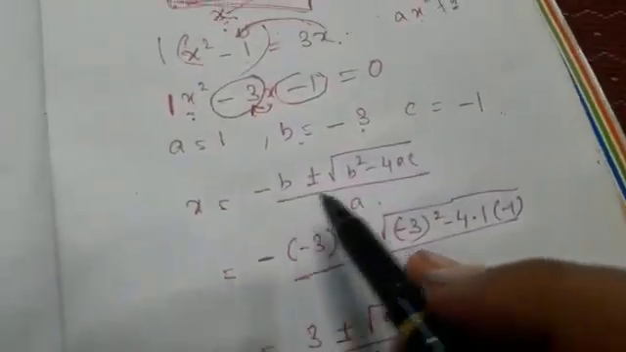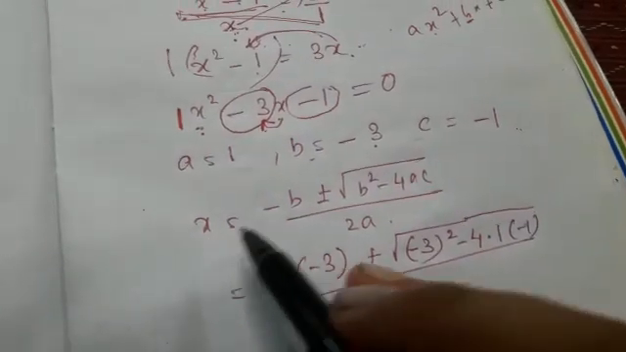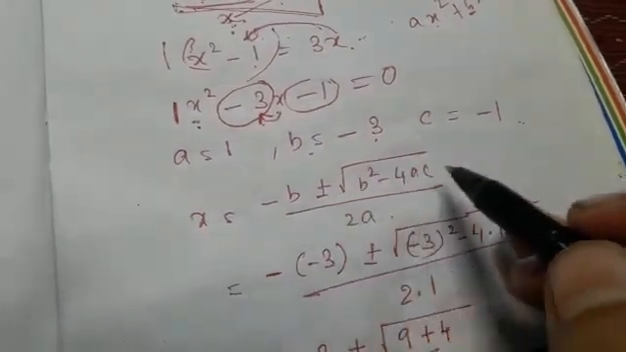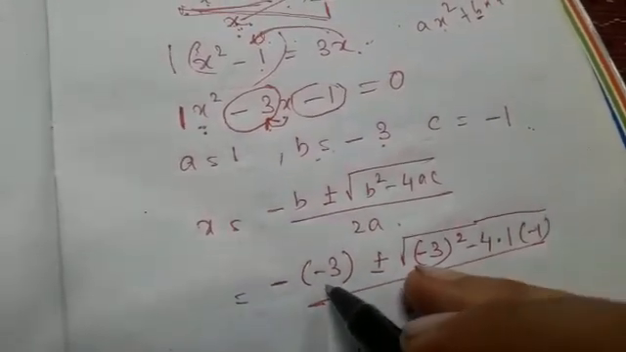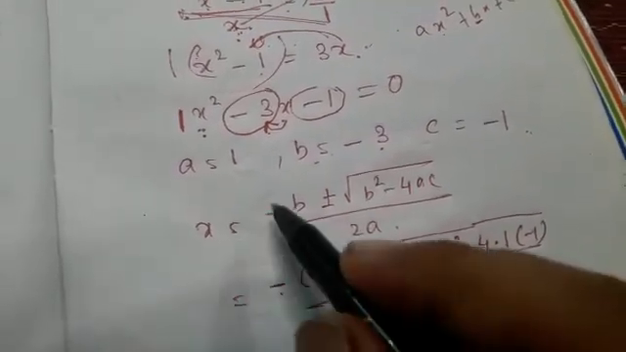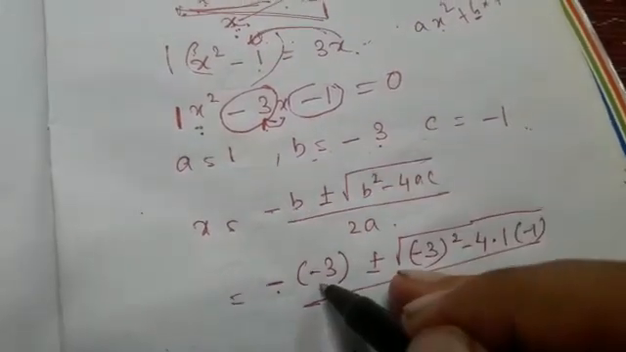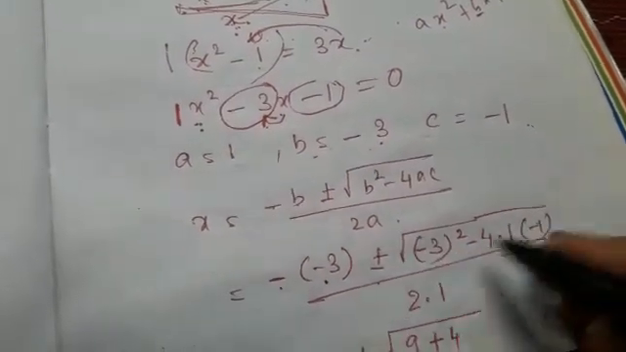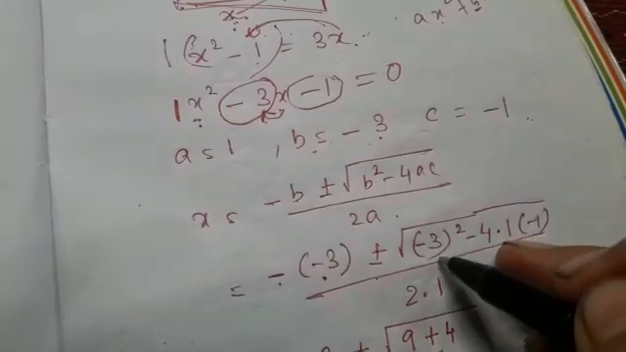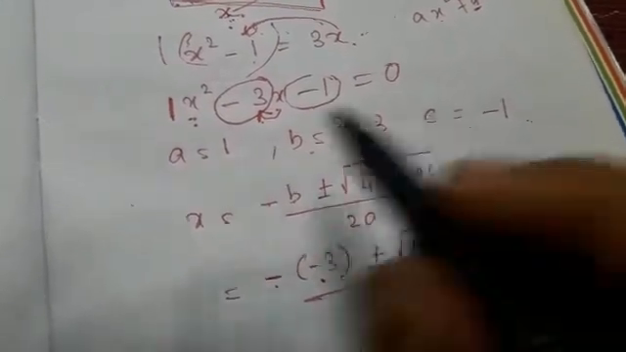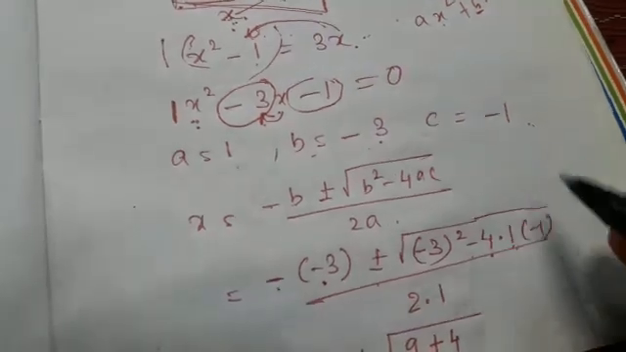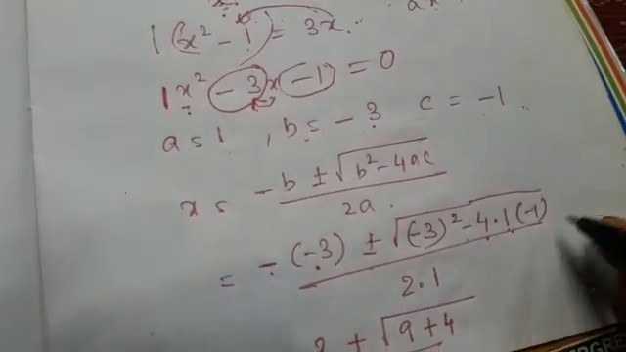Put directly in the formula. So your root will be minus b plus minus root under b square minus 4ac by twice of a. So minus, in the bracket in place of b you are putting minus 3. This minus is for the formula. This b is minus 3. So put minus 3. Plus minus root under b square. So what is b? b is minus 3. So minus 3 square minus 4 into a. What is a? a is 1. So 1 into c. What is c? c is minus 1. Clear?